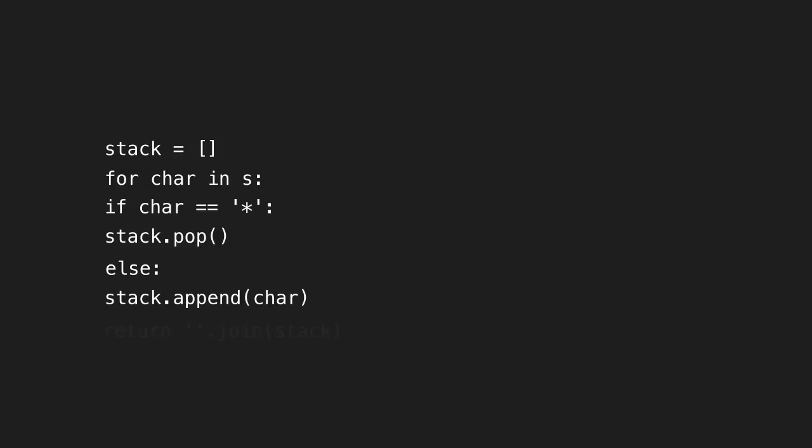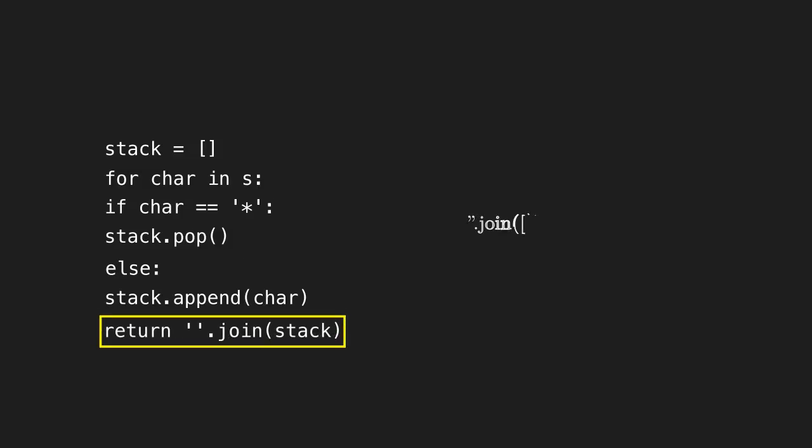After the loop finishes, our stack contains all the characters that survived the star removals, exactly in the correct order. The final step is return, then join. This efficiently concatenates all elements in the list into a single string, which is our required output. This matches our manual derivation perfectly.